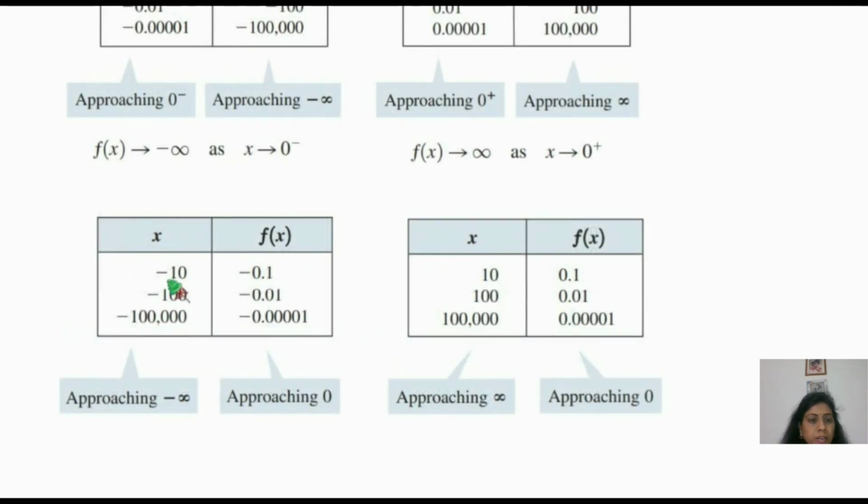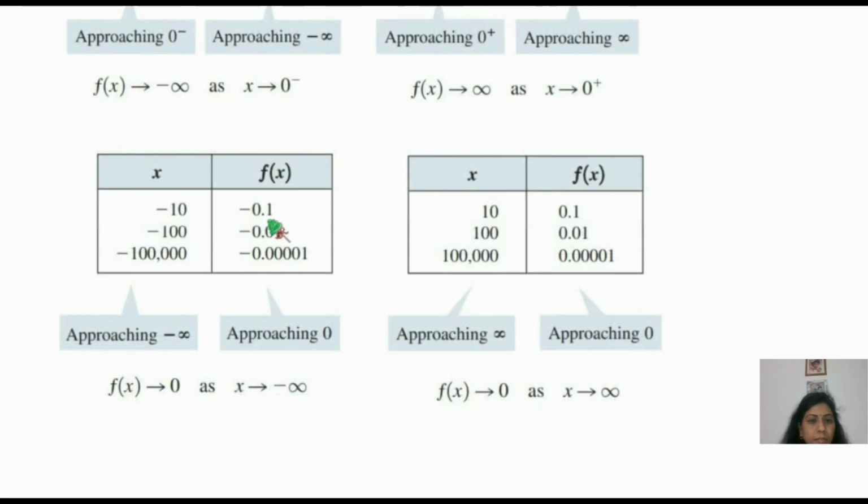In this other table, here we can easily see, approaching negative infinity, it means x tends to negative infinity, f(x) tends to 0. And approaching positive infinity, the f(x) value approaches 0. Or we can say that f(x) tends to 0 as x tends to negative infinity, and f(x) tends to 0 as x tends to positive infinity.